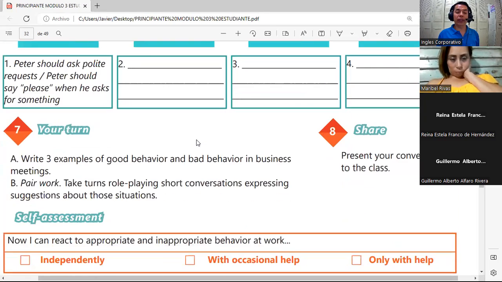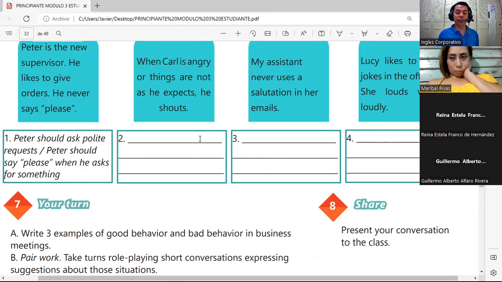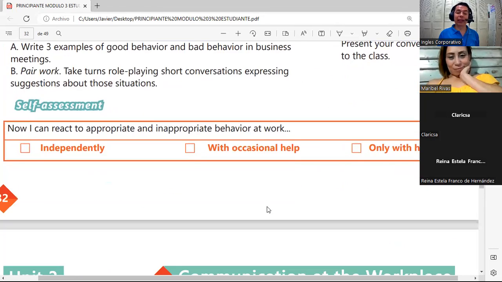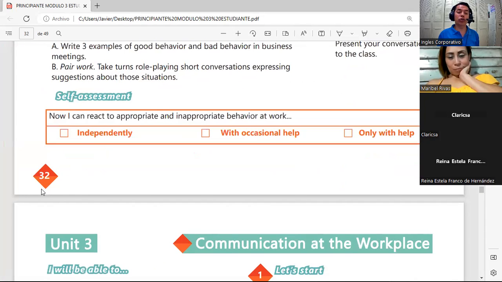Estos son unos pequeños ejercicios. Pueden hacerlo en su libro, en su manual. Teacher, el number page, del libro, no, del notebook. De manual o handbook. Es page 32. Page 22. No, 30. 32.